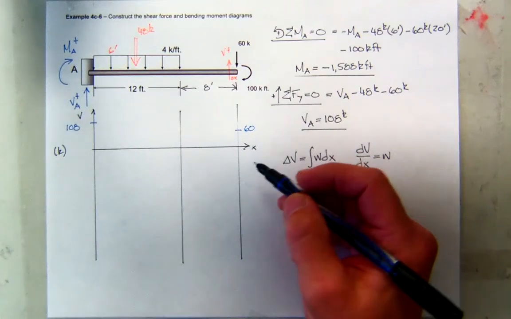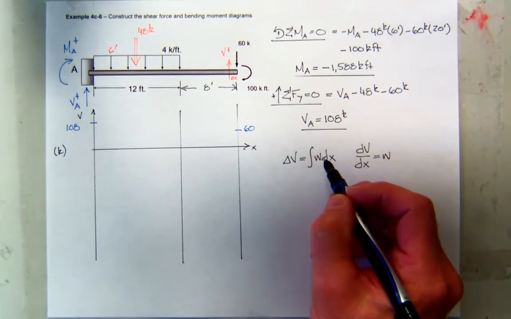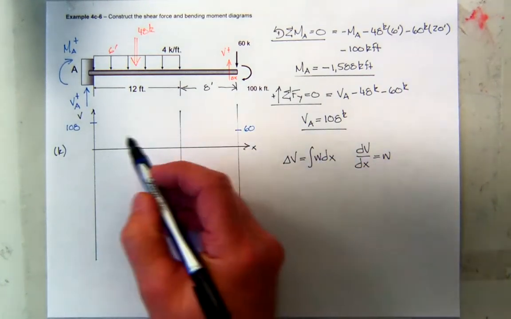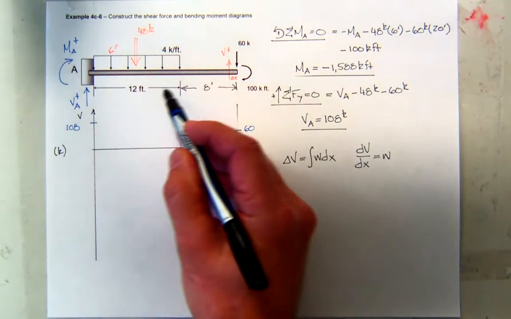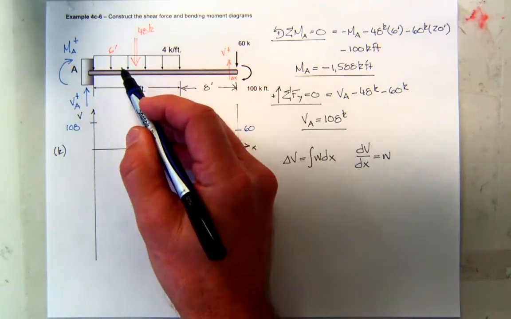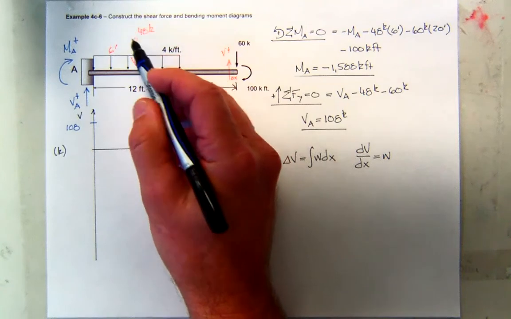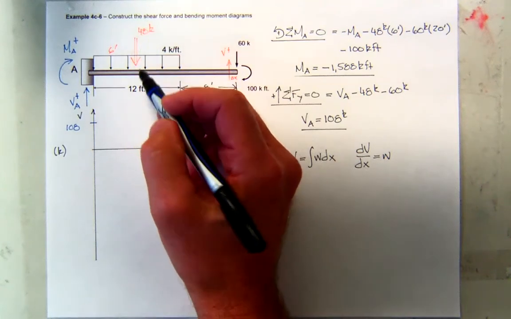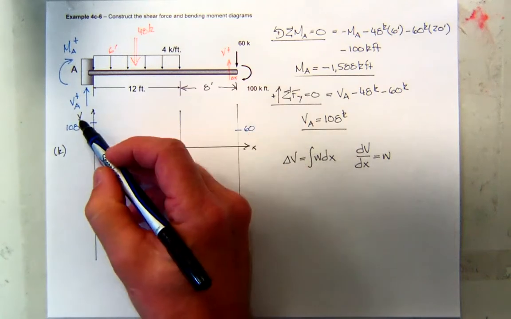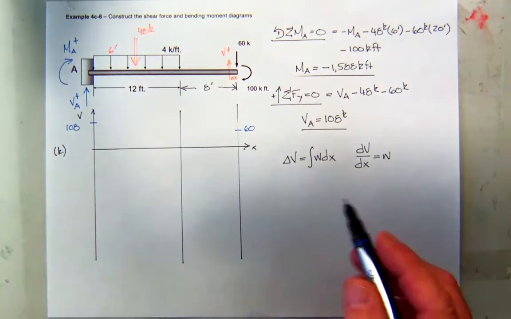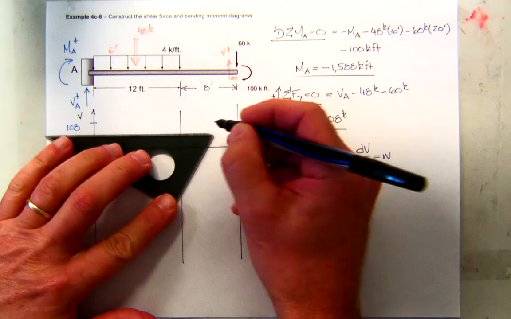Indeed. All right, so the change in shear, say the first 12 feet, should be equal to the area in the load diagram, which is a constant. It's a rectangle. Hey, we've already done it. It's 48 kips. Is that a positive change or a negative change? Negative. Down is negative, so if I take 108 and I subtract 48, what do I get? 60.